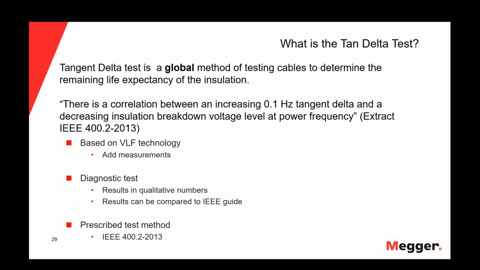So, what is the Tan Delta test? Well, the Tan Delta test is a global method of testing cables to determine the remaining life expectancy of the insulation. We know that there is a correlation between an increasing 0.1 Hertz Tan Delta and a decreasing insulation breakdown voltage level at power frequency. We know that that correlation exists.